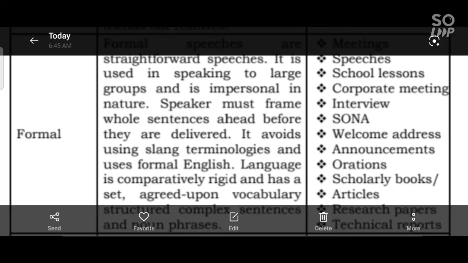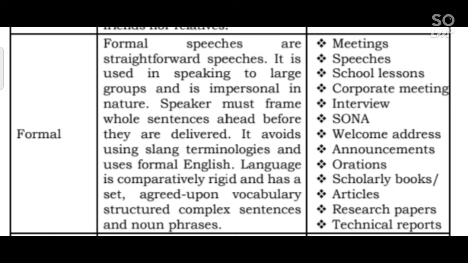Let's say for instance, kayo po ang facilitator ng meeting or magdi-deliver kayo ng speech sa isang graduation, merong school lessons, kayo ang speaker, corporate meetings, may interview kayo, so may nakaprepare na po kayong mga sasabihin, kagaya din ng SONA ng Pangulo, welcome address, announcement, orations, at even yung mga nakasulat sa books, mga articles, research papers, and technical reports. So, those things fall under the formal communicative styles.